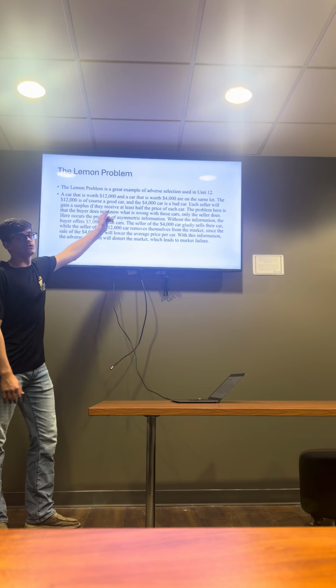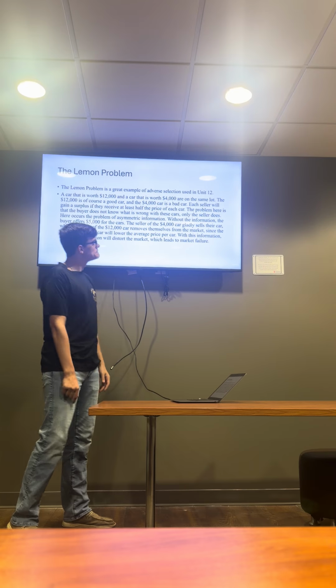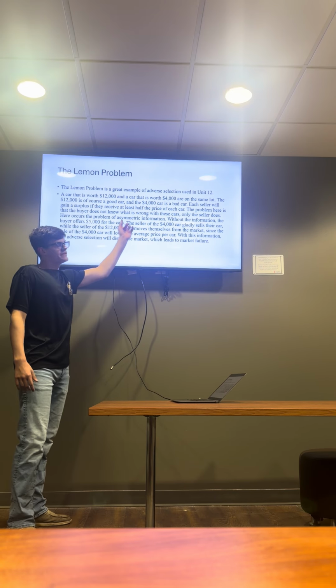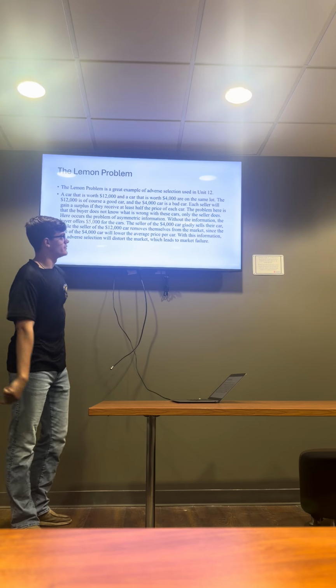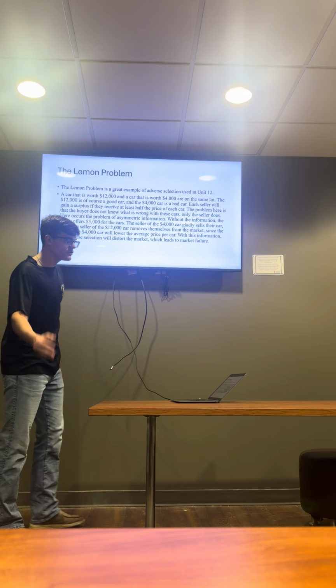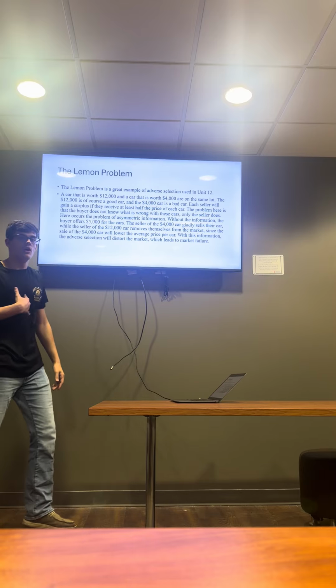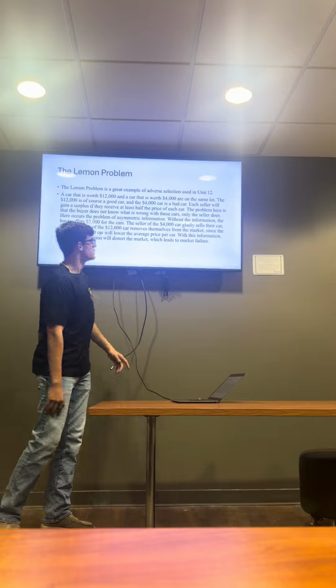Let's say there are two cars on the same lot, one worth $12,000 and one worth $4,000. Both have different sellers. They gain a surplus if they receive at least half the price of what they're asking for. The problem here is that the buyer does not know what's wrong with these cars, which then implements asymmetric information, because we don't know what the bad qualities of these cars are.